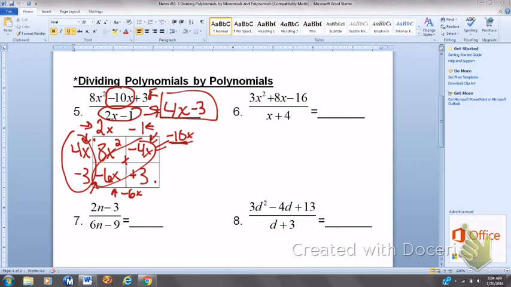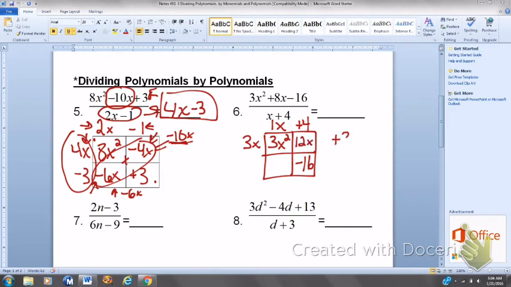All right guys, so let's go to number 6. I have 3x squared plus 8x minus 16 divided by x plus 4. So let's make our squares. My x plus 4 goes right there. I'm going to place my first term in this box, my second term in this box. Again, I need to find something times x that will give me 3x squared. So that's 3x: 3 times 1 is 3, x times x is x squared. Now I have 3x times 4, which gives me 12x.